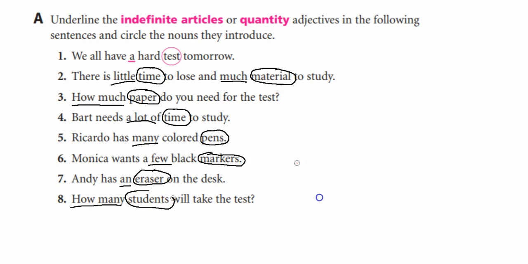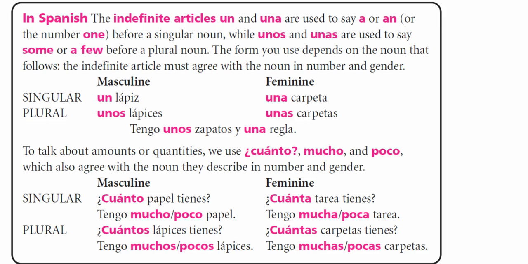All right, so we're going to go on and look at the section in Spanish here and go on to part B. So in Spanish, the words that we're going to use that are indefinite articles are un, una, unos, and unas, and those change based on the gender of the noun. Also changing with the gender of the noun are words like cuanto, how much or how many. Cuanto becomes cuanto, cuanta, cuantos, cuantas, and then we have mucho, much or a lot, and poco, a little bit.